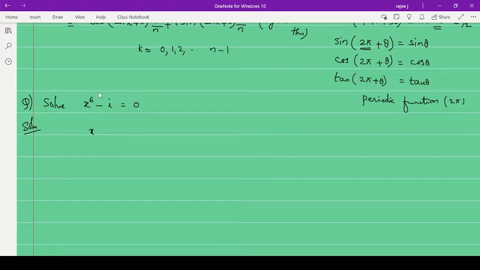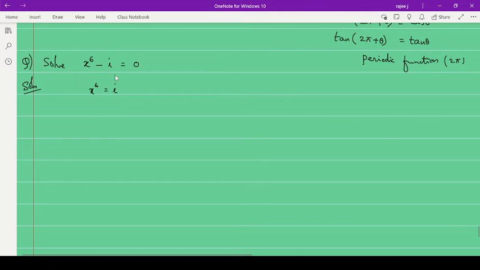x raised to 6 minus i equal to 0. So we can write it as x raised to 6 equal to i. Then therefore x is equal to i raised to 1 by 6. As I told earlier, if I write square root of x, then this is written as x raised to 1 by 2. Square root means 2 is here. Or if I write cube root of x, then this is x raised to 1 by 3.